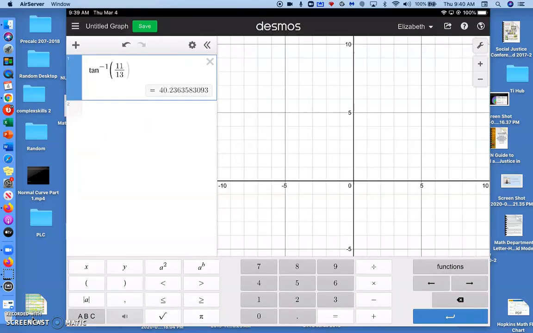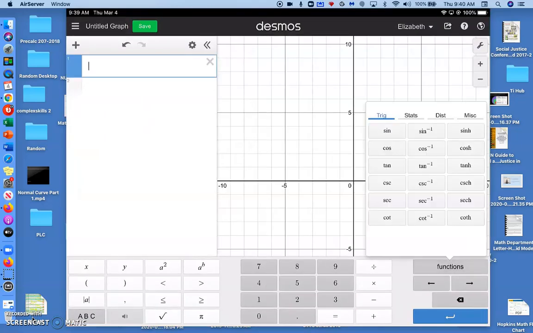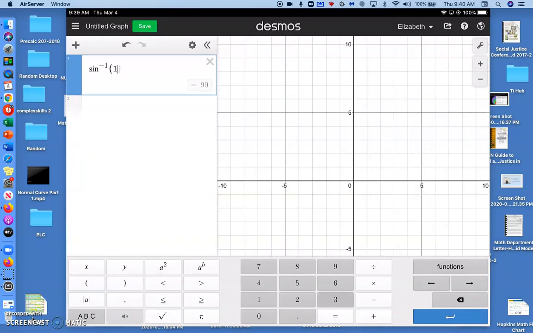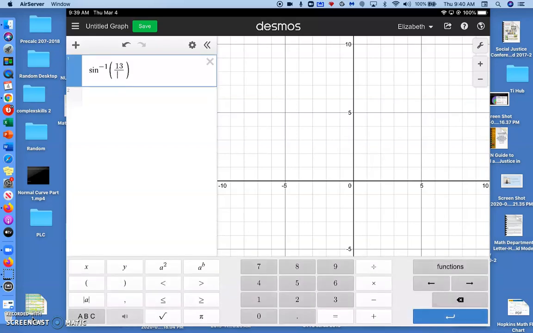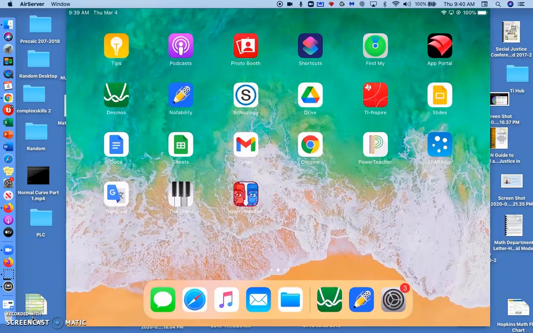So we can jump back here, functions, trig, inverse. Whoops, that didn't work. 13 over 17, 49.88 degrees.